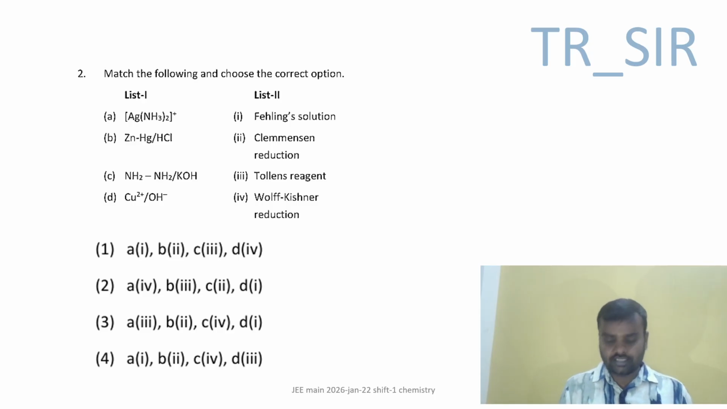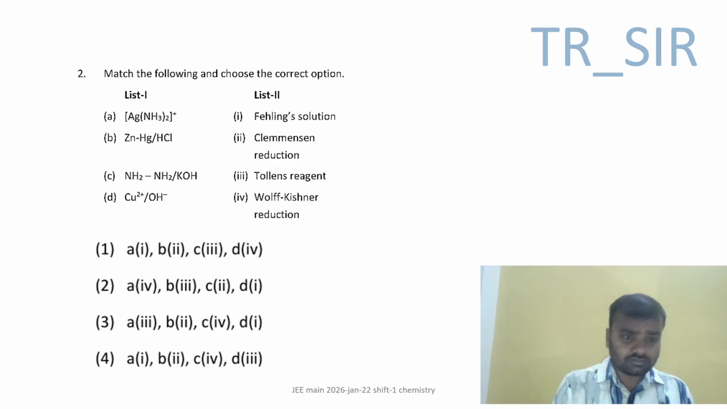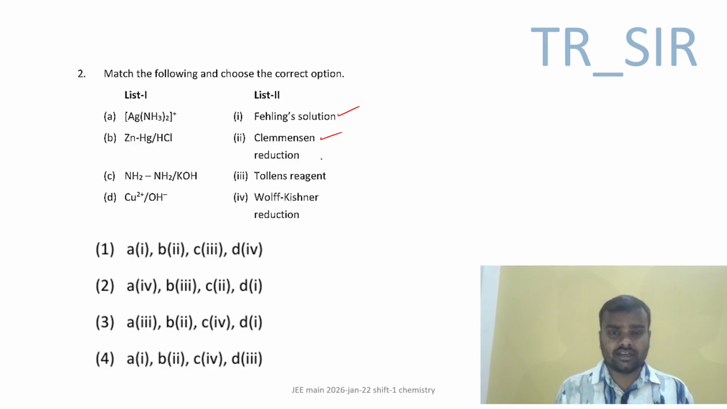Now question number two, what are they telling? They have given the reagents, and we have to match their formulas. The first one, so here it is: Fehling's solution, Clemmensen reduction, Tollens reagent, Wolff-Kishner. So let us see. Clemmensen is Hg, zinc amalgam and HCl, whereas Wolff-Kishner, what do we have? N2H4, KOH, N2H4 in ethylene glycol in basic medium.